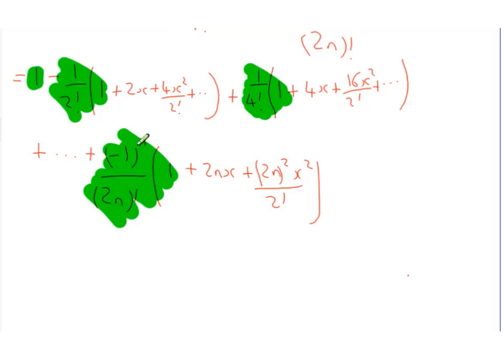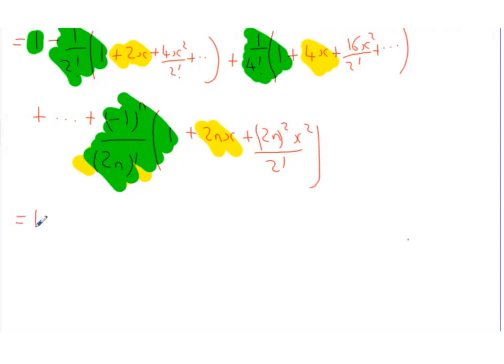So if we then take a similar approach for the second non-zero term, which would be an x, well, look, you're going to have 2x times minus 1 over 2 factorial. Everything else in that bracket is going to be bigger powers of x. Not interested. Go to the second bracket. You've got 4x times 1 over 4 factorial. Go to the last bracket. You've got 2nx times 1 over 2n factorial.